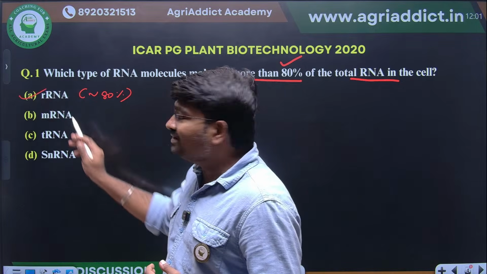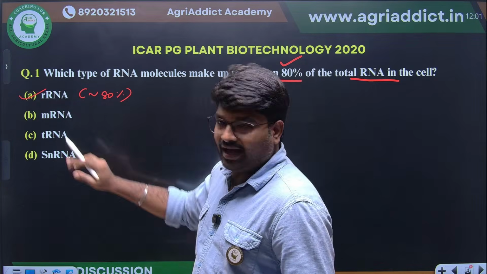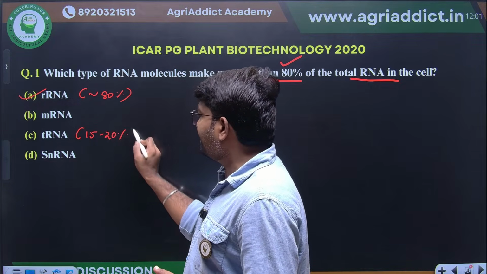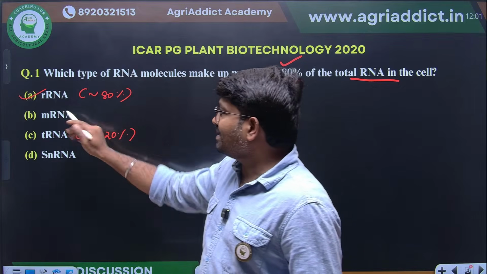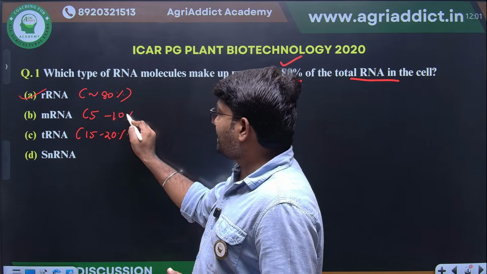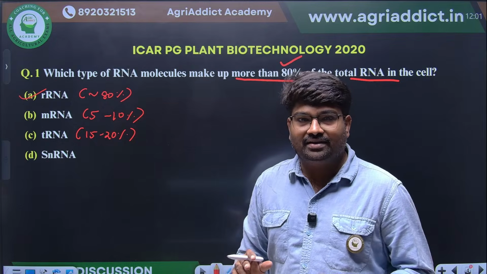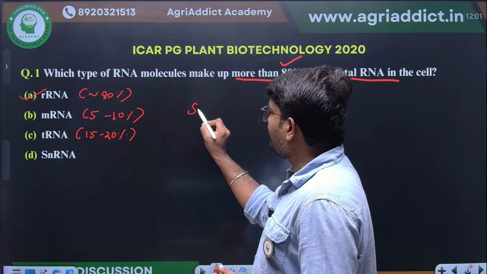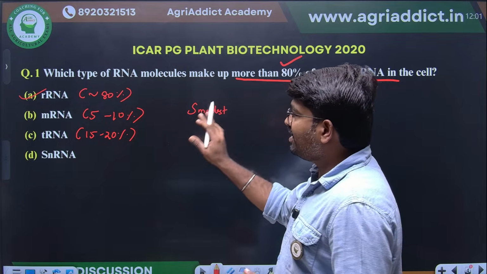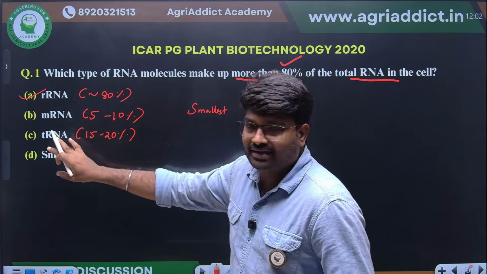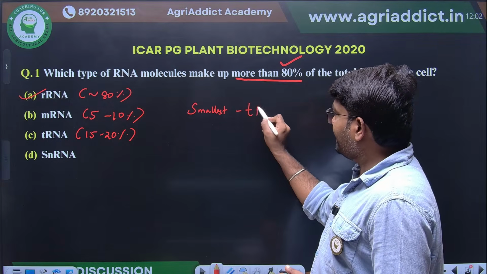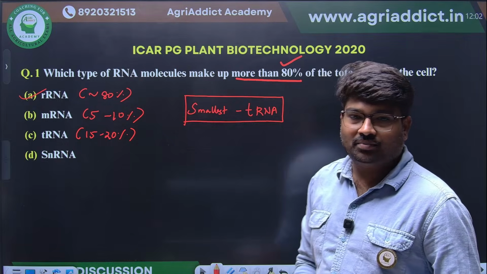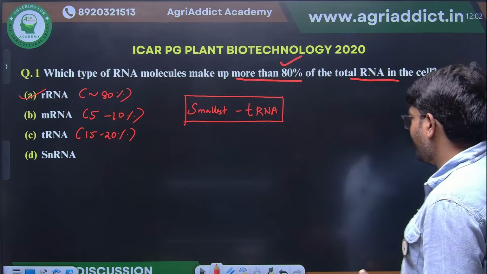Okay. Then next most abundant is tRNA. tRNA will be around approximately 15 to 20%. Then the least content is mRNA. It will be around 5 to 10%. Then another important thing we have to discuss here is the smallest RNA molecule among ribosomal RNA, mRNA and tRNA is tRNA. tRNA is the smallest among mRNA, tRNA and ribosomal RNA. This is also another important point you have to remember.